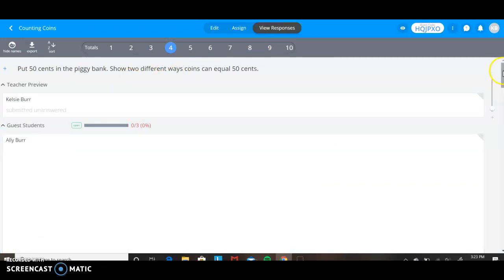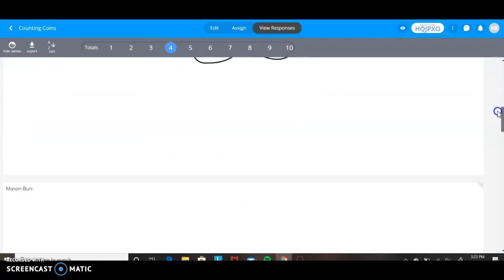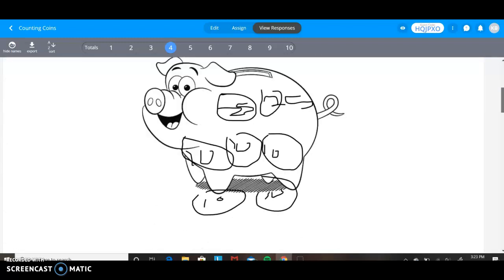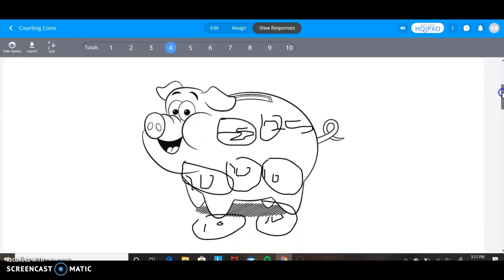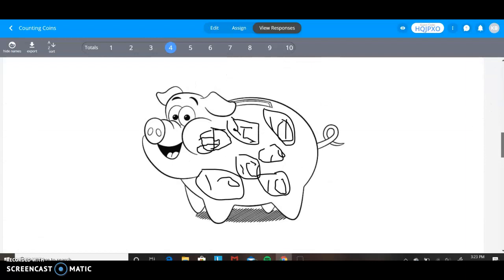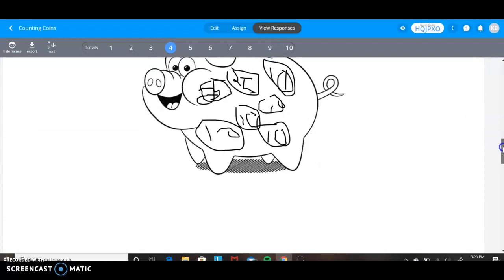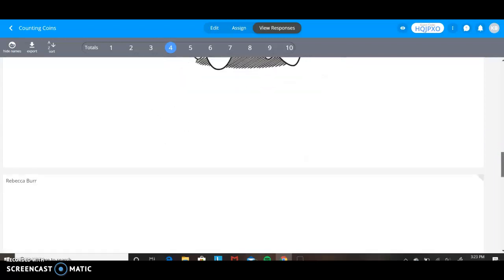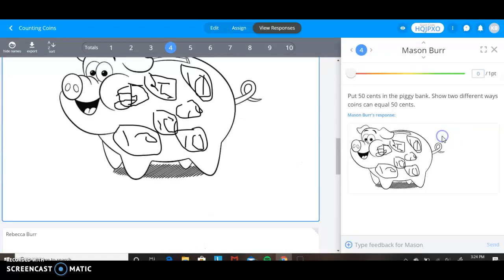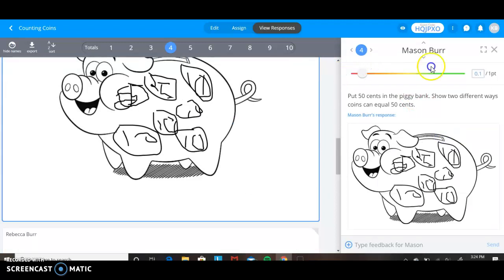This is the interactive question where you had to do a drawing, and this is a great depiction of the drawing. It's a little messy, but as you can see, 10, 20, 30, 40, 50, and then 25 and 25. That is great. So we are going to give him full points, and we are going to say, great job. That was a job well done.